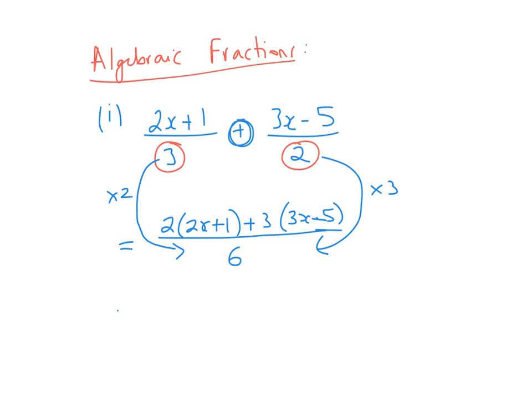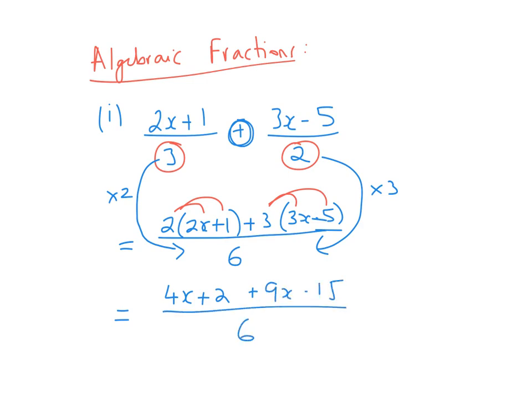And now we're back to pretty straightforward maths, hopefully, just using some of the skills we've already looked at. We're going to multiply out these brackets and then collect up the like terms. So that's going to give me 4x plus 2 plus 9x minus 15 all over 6. And then we're going to add the x's together. So that's going to give me 13x, and we add the numbers together, which gives me minus 13, and that's all over 6. And that's your final answer. That is your fraction in its simplest form.